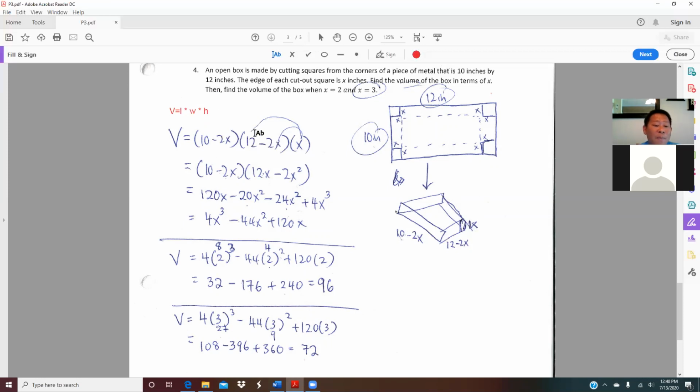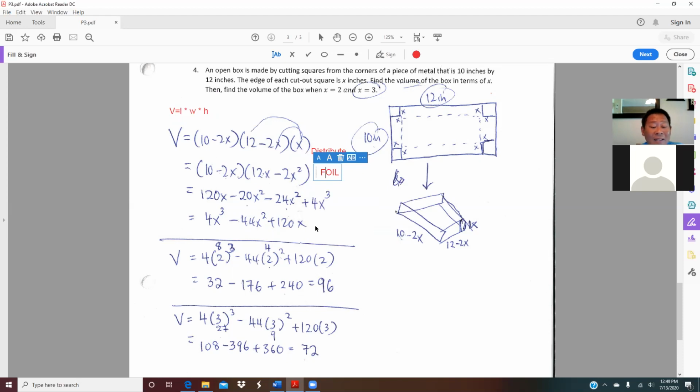So I would not recommend you to FOIL these first two, then you can FOIL these two and then distribute the x, or you can do what I just did here, distribute the x first and then after that FOIL. So you can distribute, then FOIL, or you can FOIL then distribute. Doesn't matter which one you do because you will still end up with the same answer.